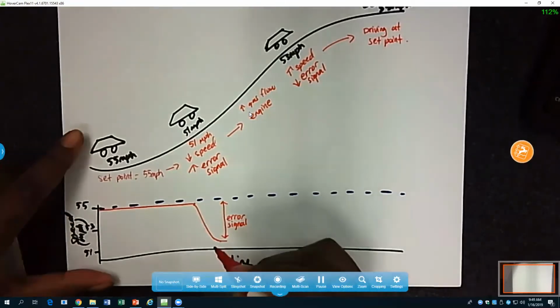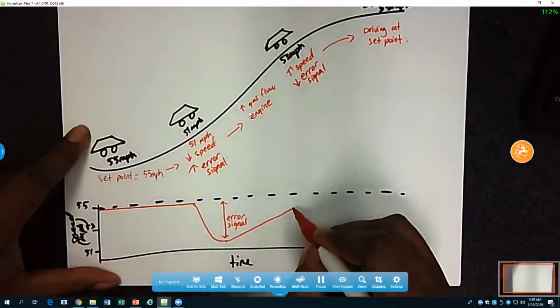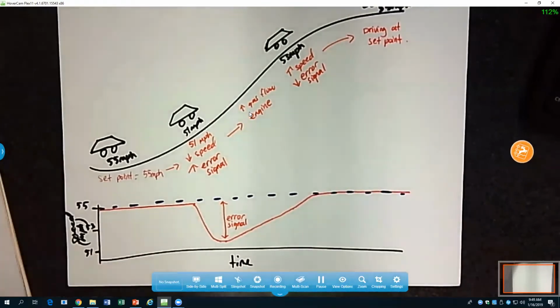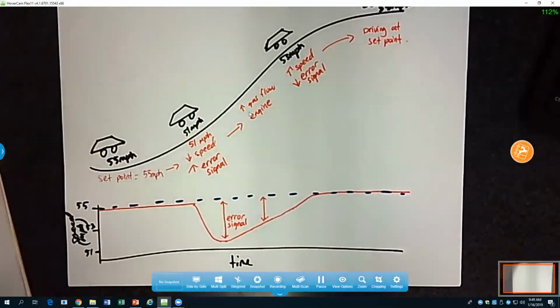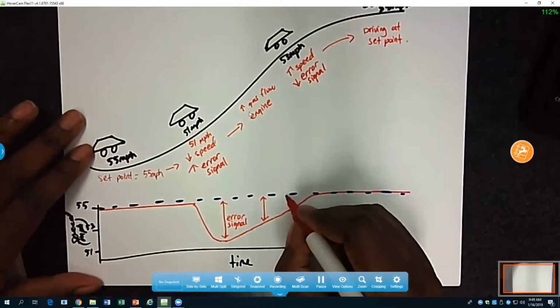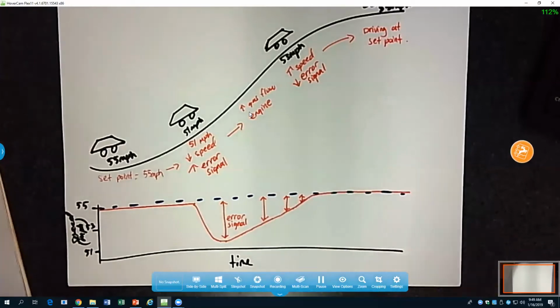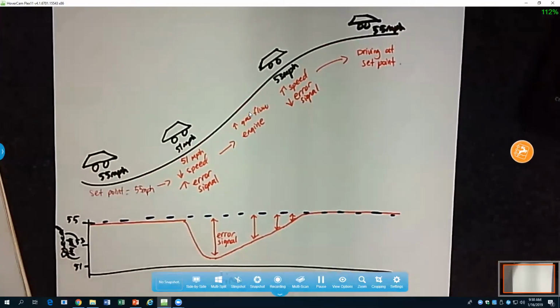Okay, and that error signal is going to attempt to restore the speed that we want, right? That's going to increase the gas flow. And so the car is going to gradually increase. The speed is going to gradually increase again until we are back at our set point of 55 miles per hour. So what we can see here is that as the speed increases, our error signal gradually decreases until it goes away. It's turned off.